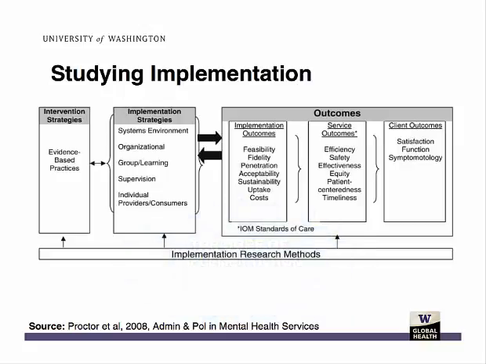So when I view implementation science and the core of implementation research, for me it is much broader and encompasses the intervention strategies, those evidence-based practices, as well as implementation outcomes to service outcomes and ultimately client and population level health outcomes. Because ultimately that is what we care most about. Our evidence-based interventions and our implementation strategies leading to population-level health improvements.